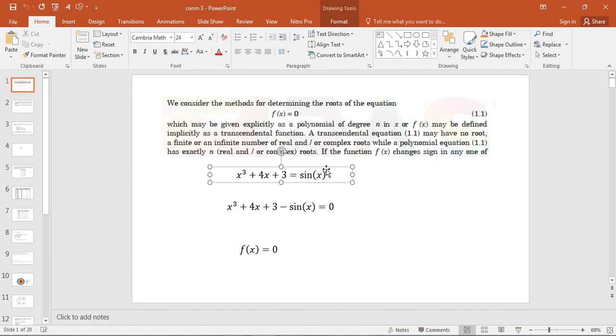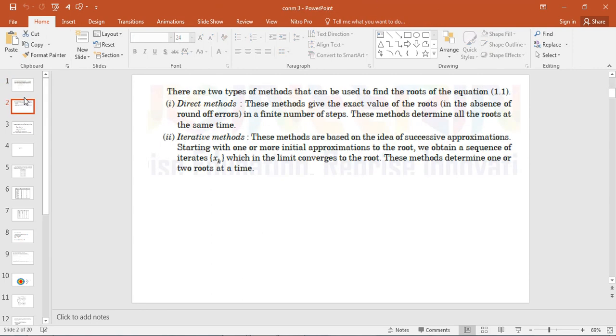I have derived these equations from a physical phenomenon. So we have modeled a physical phenomenon. We have extracted the mathematical model of the physical phenomenon, and we have derived the mathematical equations. So that is how we get equations.